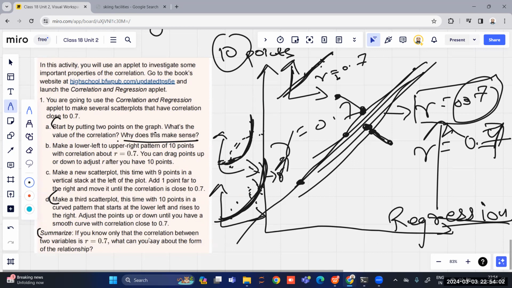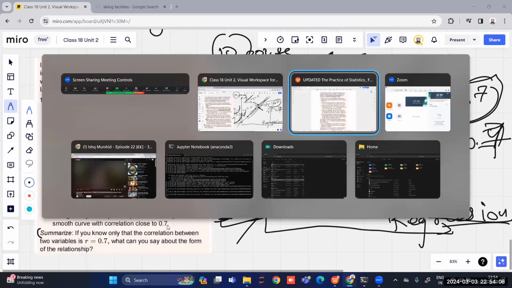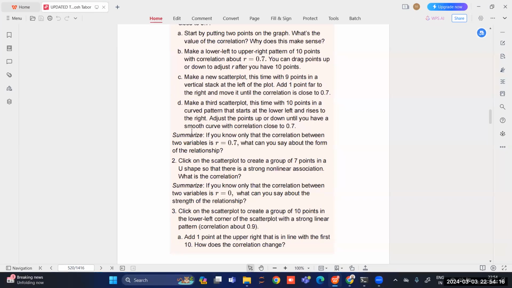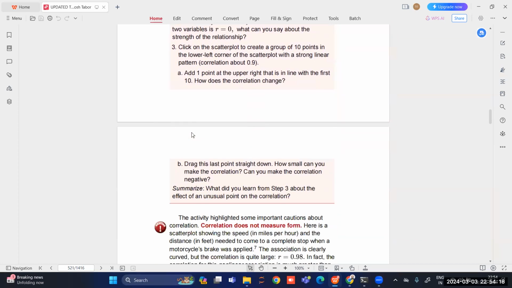Summarize: if you know only that the correlation between two variables is 0.7, what can you say about the form of the relationship? So what will be the form of the relationship? We'll see how he has commented. So we can say that the relationship is positive. Yes or no, Tej? Yes, it is definitely 0.7. So that's the thing of regression.